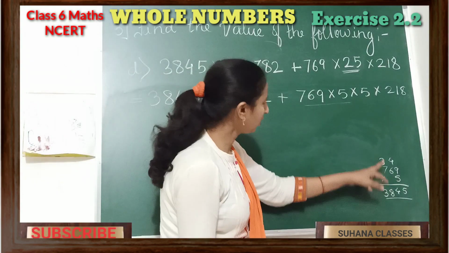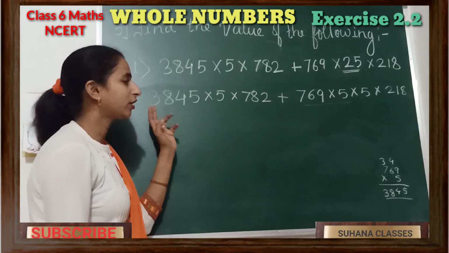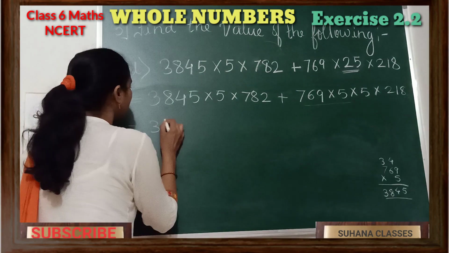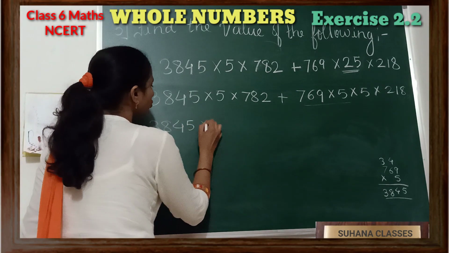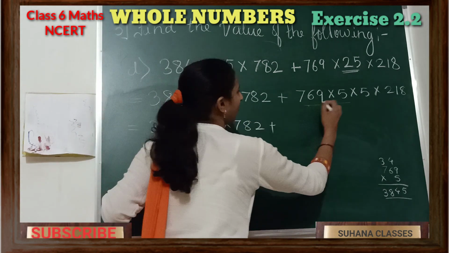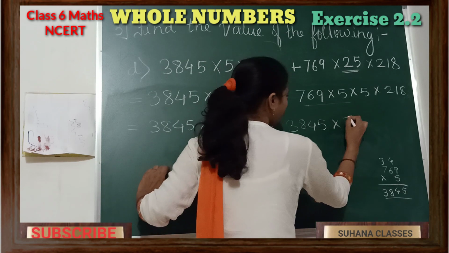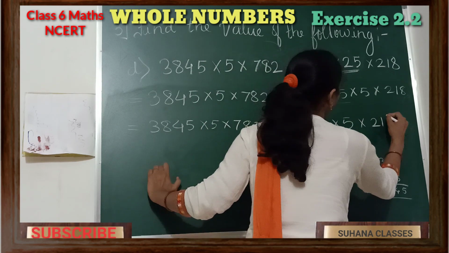But I have seen 3845 somewhere here. Yes, I got it. So what I am going to do here? 3845. First group as it is. Plus, I have multiplied this. So 3845 into 5 as it is into 218.